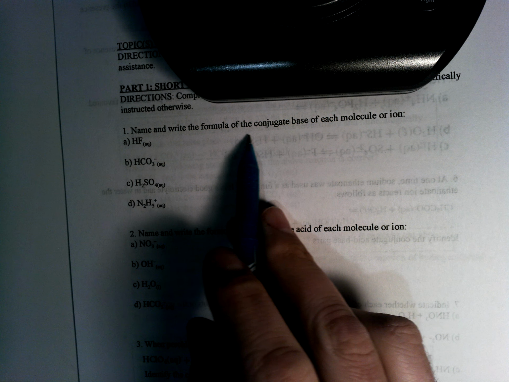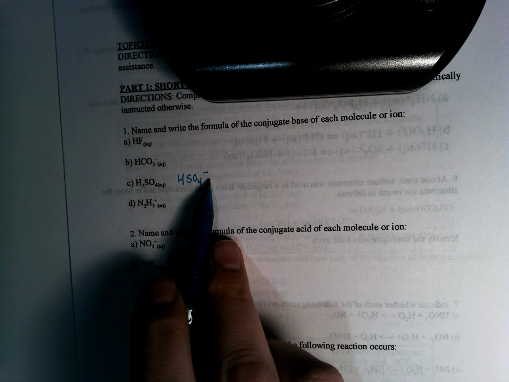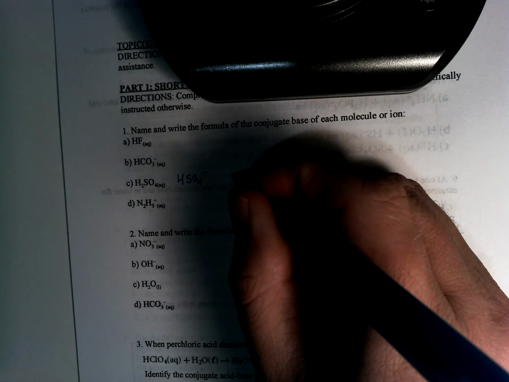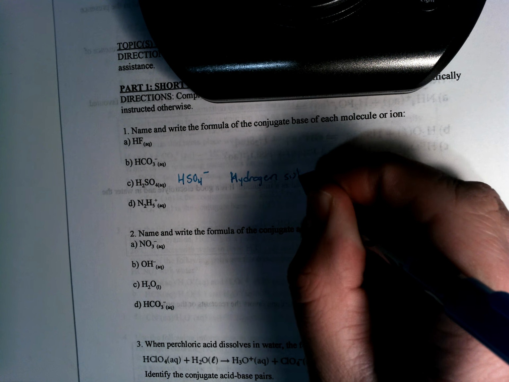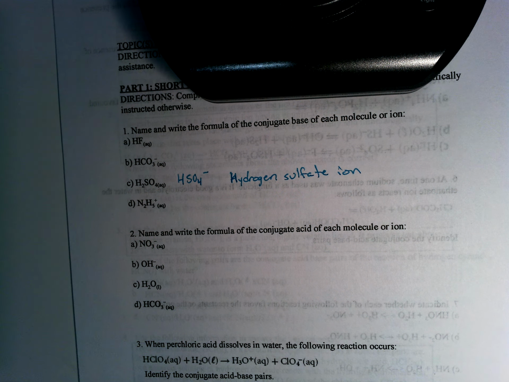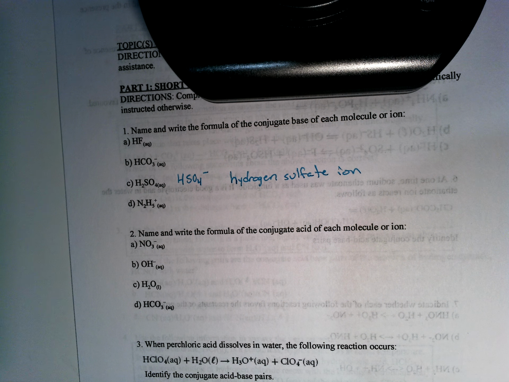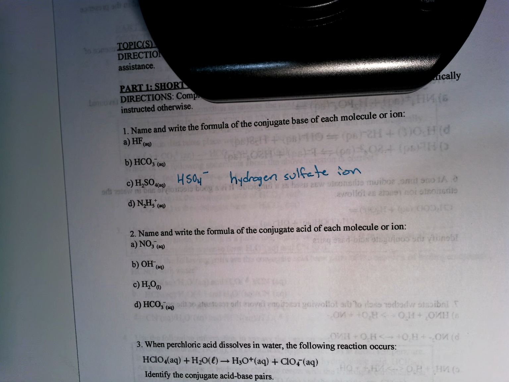Okay, and so for the conjugate base, we're taking away one hydrogen. So it's going to be the same thing, HSO4. Since we're taking away one hydrogen, we're going to add a negative, because we're taking away one positive. Then we have to name that, so you can look on your table. In this case, it's going to be hydrogen sulfate ion, with a lowercase hydrogen. That's also on your periodic table. So that would be the conjugate base and its name. We want the name and formula.